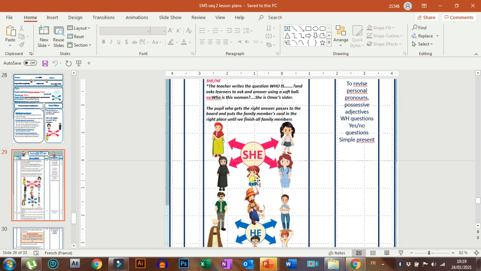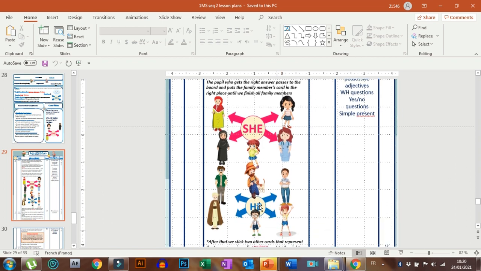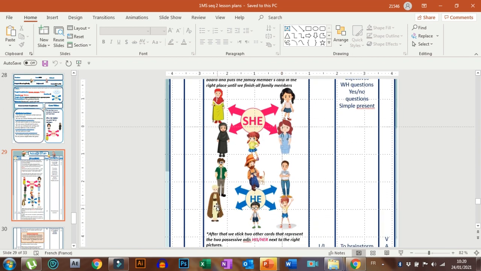More questions. We have seen yes, no questions. Is Noor a nurse? Yes, she is a nurse. They place it. For example, here, the grandfather. What's the job of the father? The father is an architect, for example. They pass to the board and they put it here.